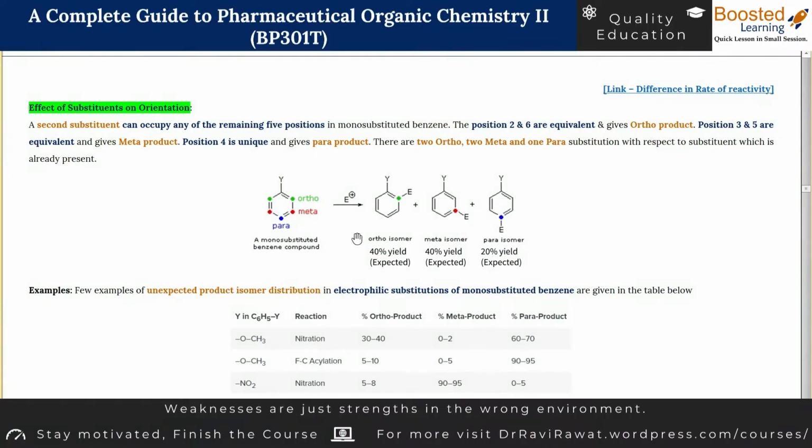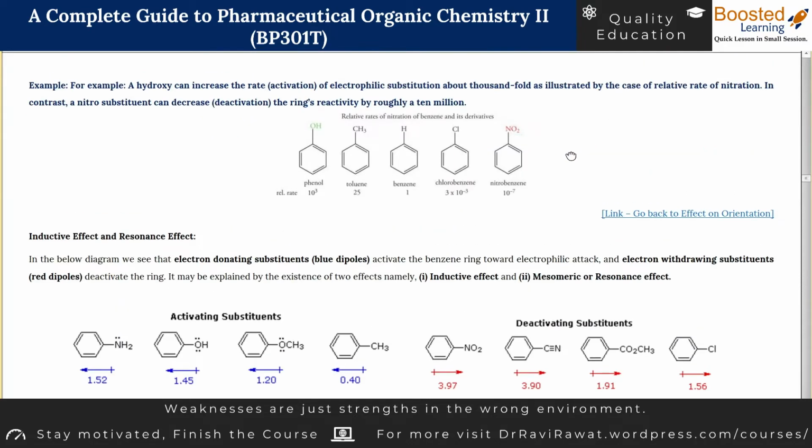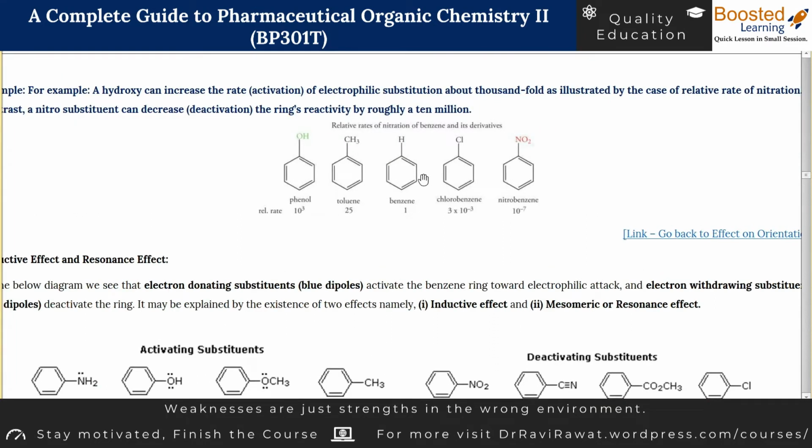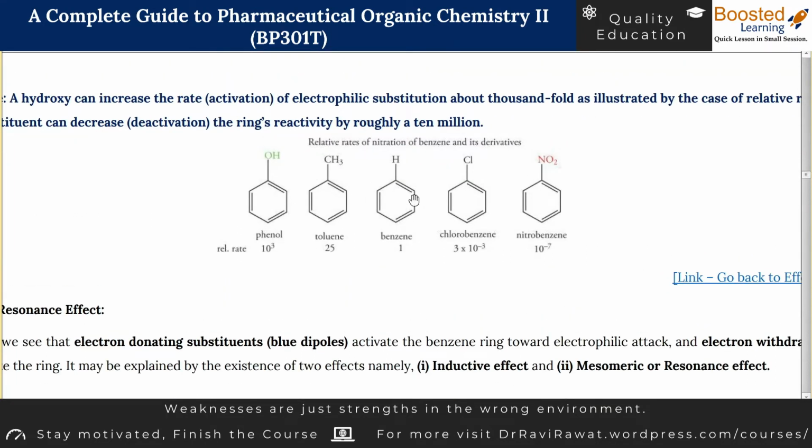We are starting a new topic, which is effect of substituents on orientation. In the previous session, we have discussed the effect of substituent on reaction rate. So reaction rate is one effect by the substituent. The same substituent is going to exert one more effect, which is on orientation. I want you to understand this thing, that the substituent which was exerting effect on the reaction rate is also going to exert one more effect, which is on orientation.